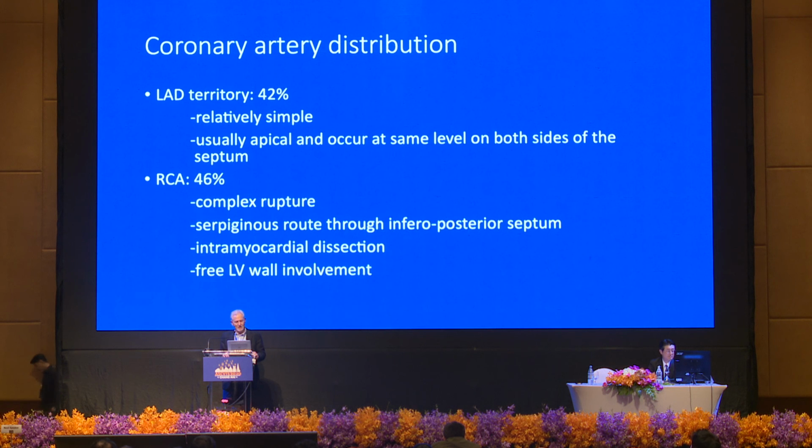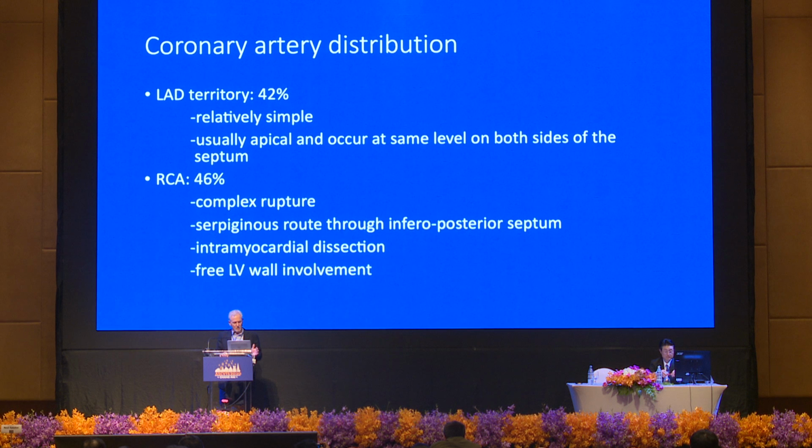So the distribution usually is related to coronary artery systems. LAD territory makes up about 42% of patients. In general, these defects are easier to deal with, and the reason for that is that the level of the VSD is at the same level on each side of the septum. So it just makes the repair a lot more simple to do.